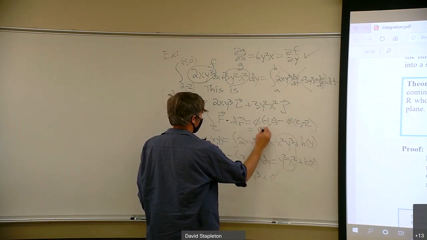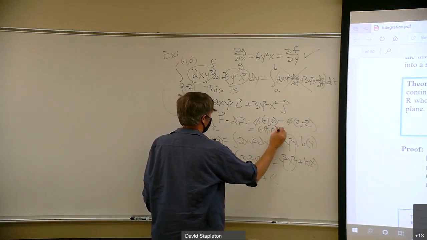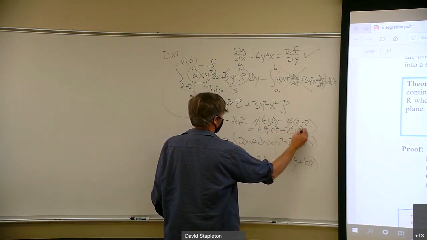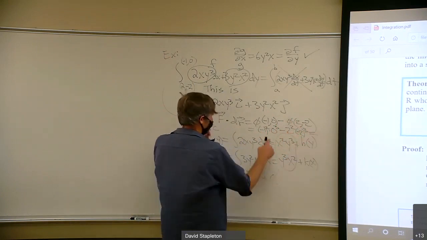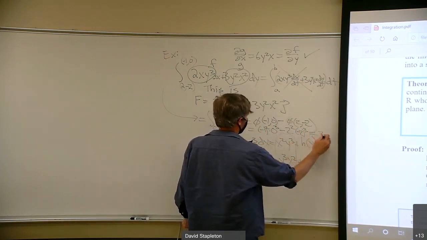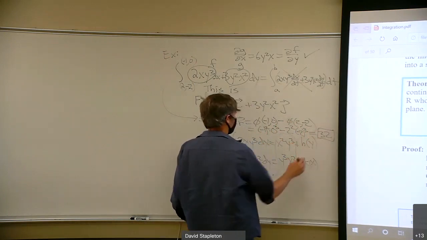This is (-1) squared times 0 cubed minus 2 squared times (-2) cubed. 0 minus a minus is plus, 2 to the 5th is 32. So this one apparently comes out to be 32.